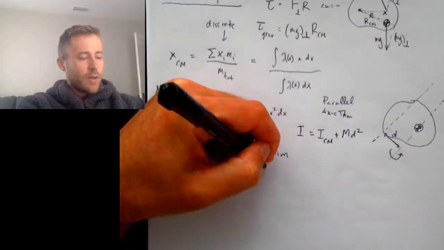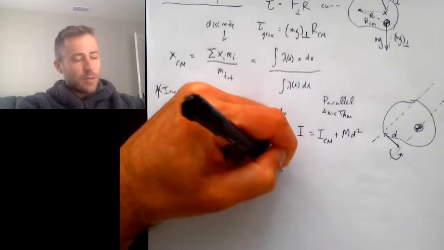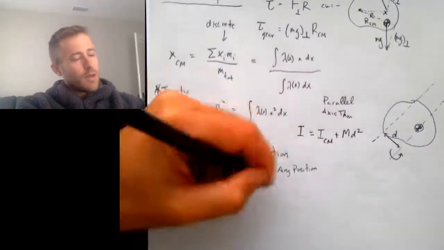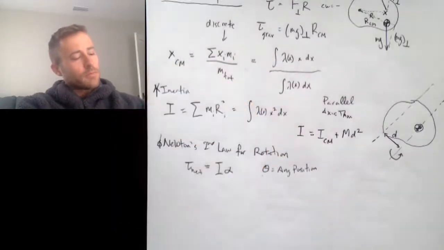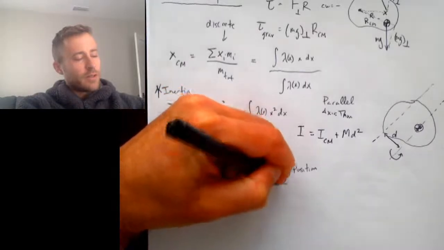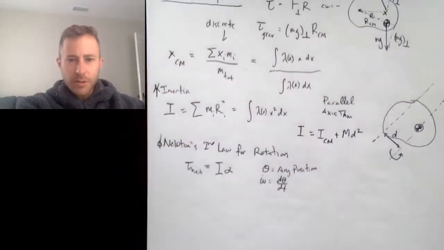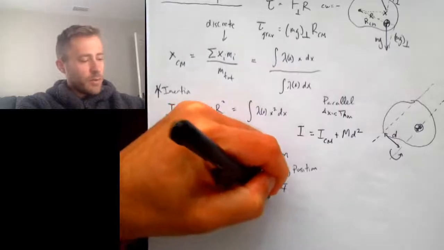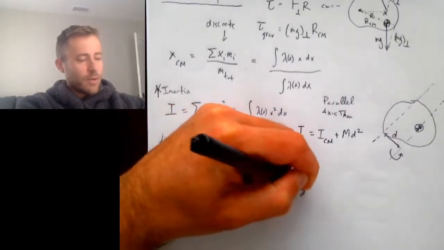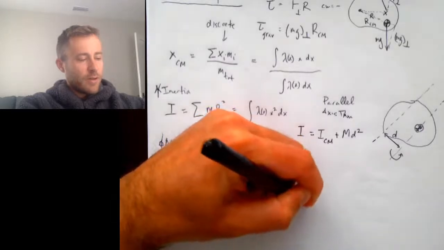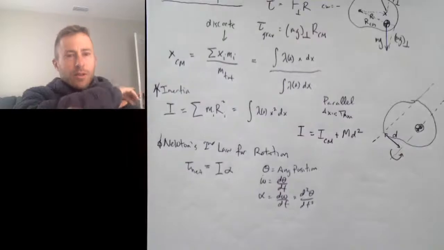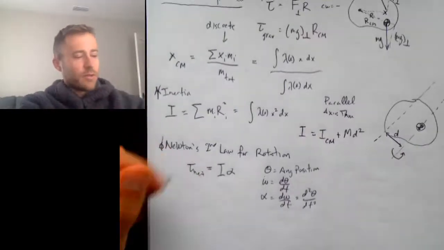So we have theta, which is the angular position. We have omega, which is d theta dt, the angular velocity. And we have alpha, which is d omega dt, or d2 theta dt squared. That's the angular acceleration. So we can calculate that from the torque and the inertia.